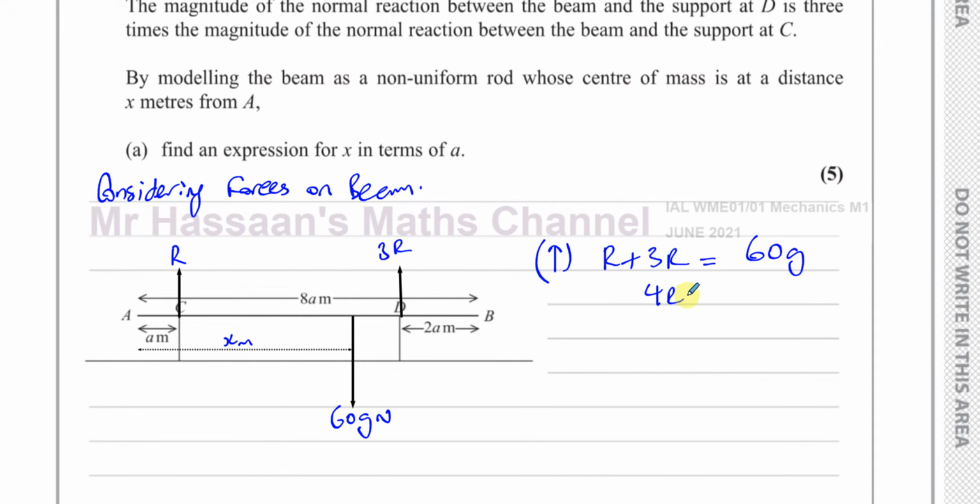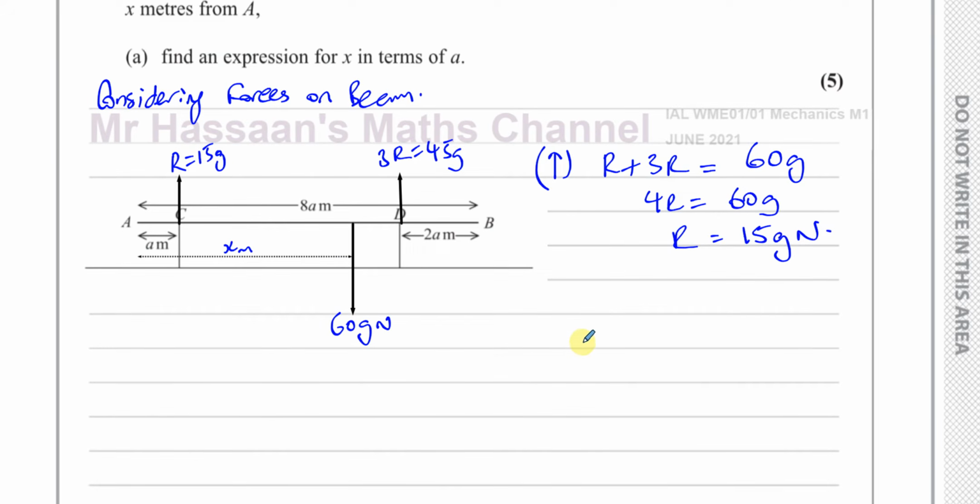So 4R is equal to 60G. Therefore R is equal to 60 over 4, which is 15. 15 times 4 is 60. So R is equal to 15G newtons. I can now say that this is 15G and this is 45G. So I now know the values of the reaction forces on the 2 supports, acting on the beam. Now to find x, we can take moments about wherever we want.